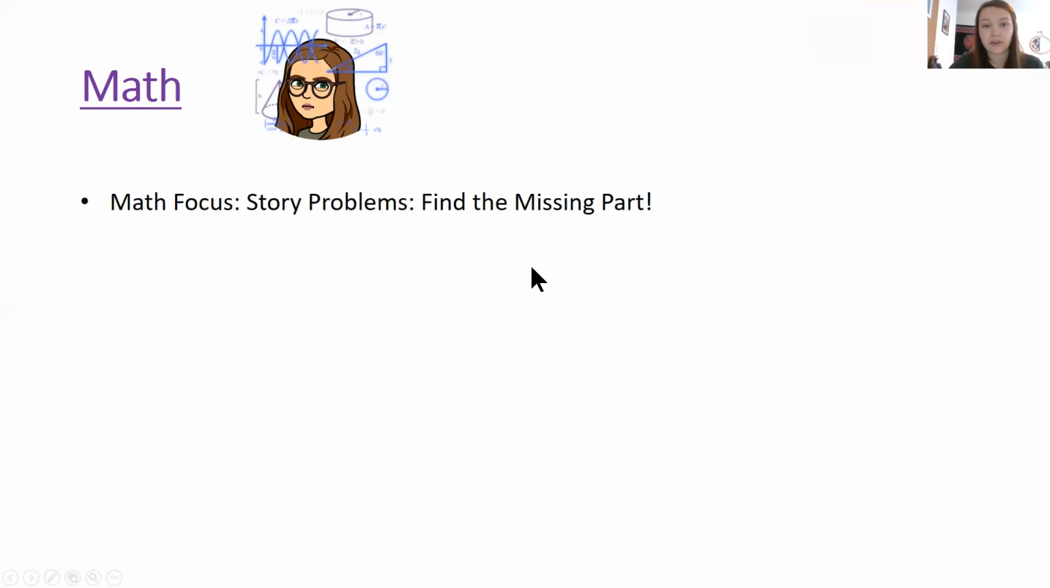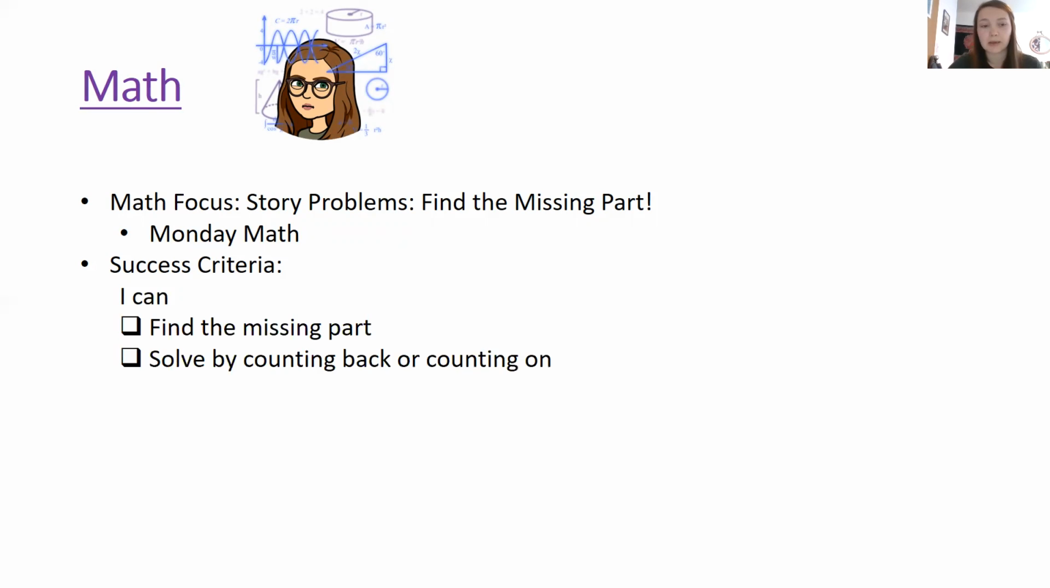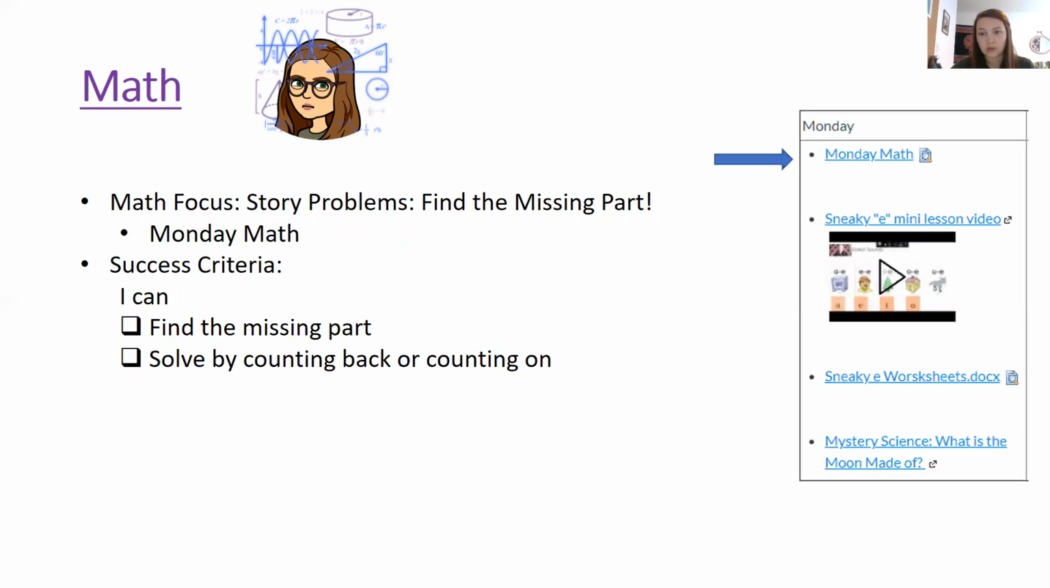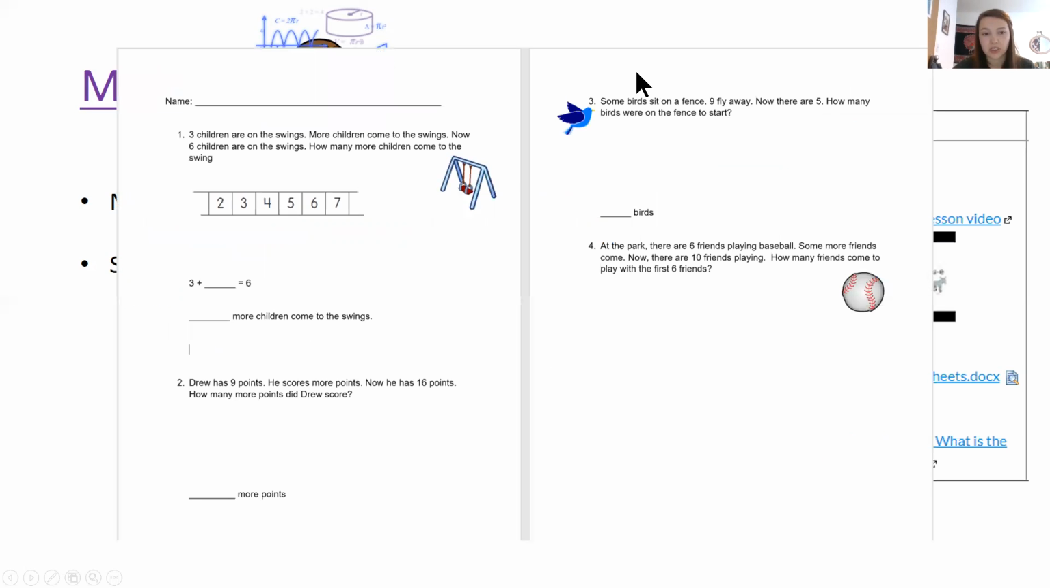Today for math, our focus is story problems and finding the missing part in a story problem. Today's worksheet is called Monday Math on Canvas, and our success criteria is I can find the missing part and solve by counting back or counting on. So here's just a little picture of where you can find our Monday Math worksheet on Canvas, and when you click on it, it should look just like this. There are 4 missing part problems, and on the next slide, I'm going to go over a really important strategy for how to solve these missing part problems.